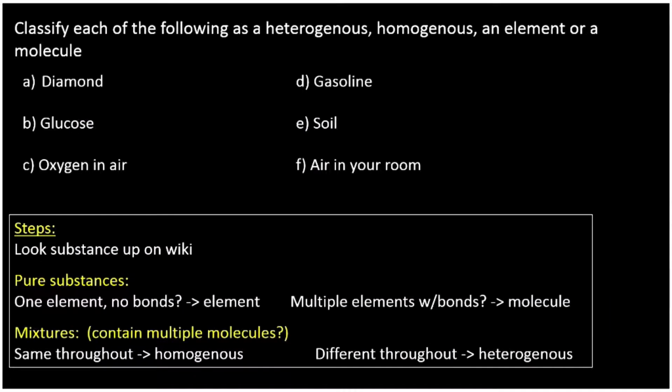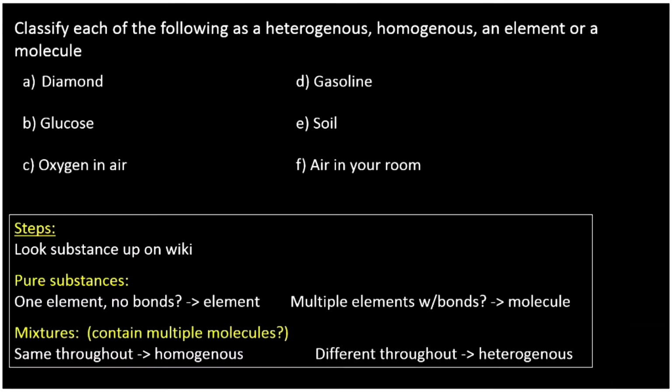So this is what we're going to go through. In the whole video, we're going to classify each of the following as heterogeneous, homogeneous, an element, or a molecule. Now, here's the thing, right? You know what a diamond is. But that doesn't mean you know if it's heterogeneous, homogeneous, an element, or a molecule. You'd kind of just be guessing.